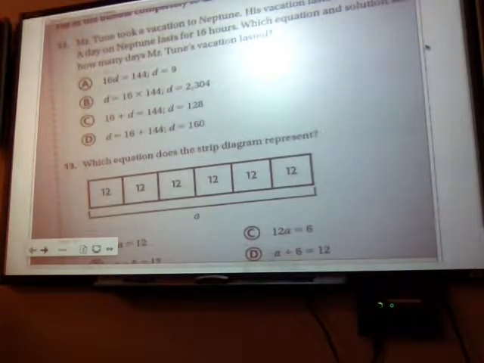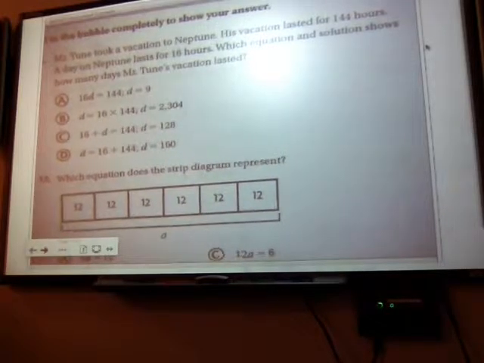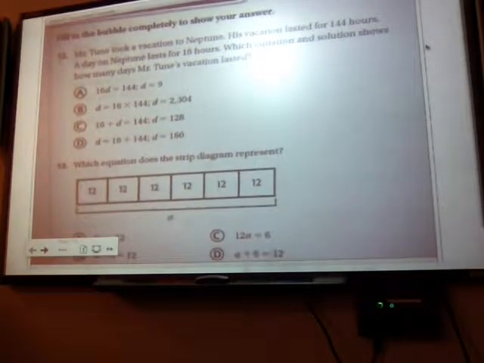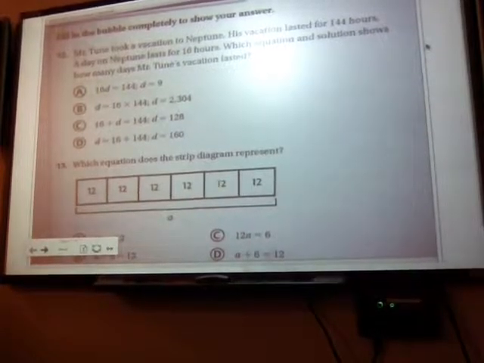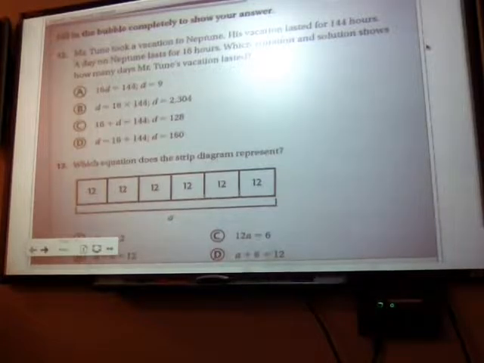All right, here we go. So, number 12, read it to us, Jaden. Mr. June took a vacation to Neptune. His vacation lasted for 144 hours. A day on Neptune lasts 16 hours. Which equation represents how many days Mr. June's vacation lasted?